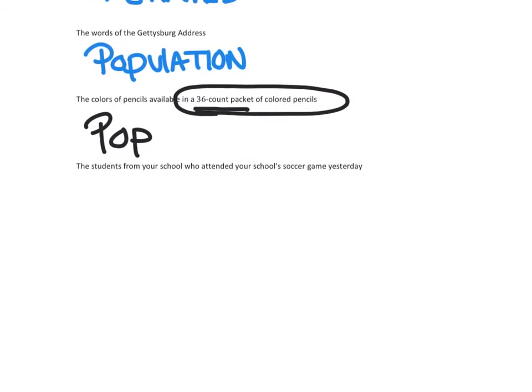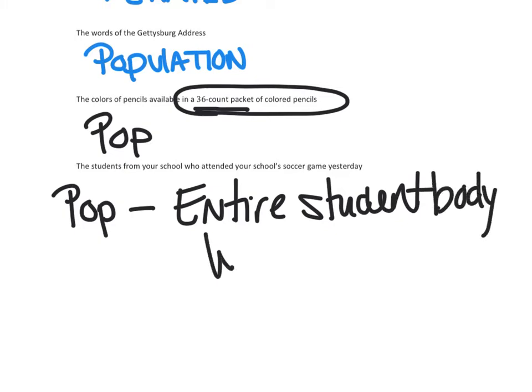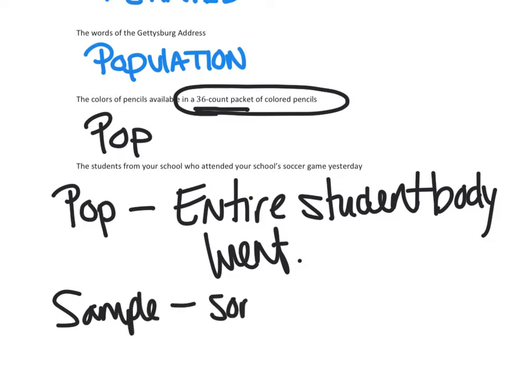Next one, students from your school who attended your school's soccer game yesterday. So again, I think I could go two ways on this. I would say population if the entire student body went. So if the entire student body went to the game, I would say that would make up the population. However, it would be a sample if only some of the student body went.